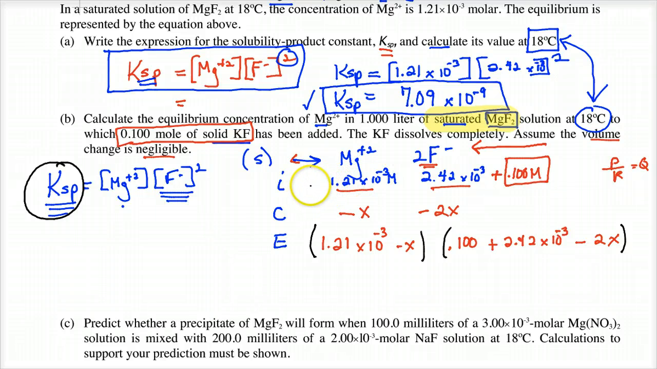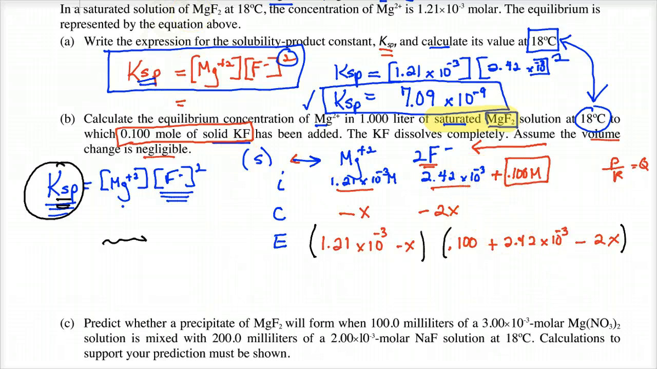I want to talk about this for a second. We have just solved for what the equilibrium would be. Now, this KSP is a small value, which means it barely goes forward. We only have a little bit of ions here. Now, we just added a lot of fluoride ions as compared to what was in there. 0.1 compared to 2.42 times 10 to the negative 3 is really insignificant.